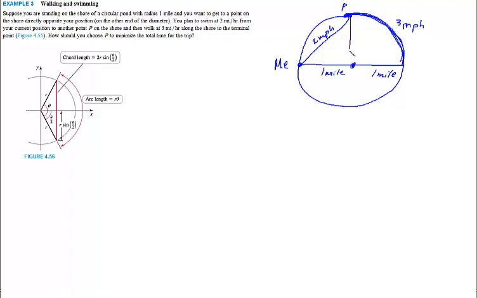Alright. So let's choose, I don't want to choose theta because they have thetas over here, so I'm going to choose phi. So let's just say that there's that angle. This angle here would be pi minus phi.